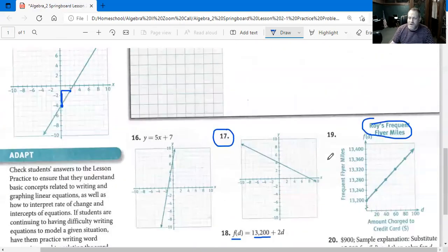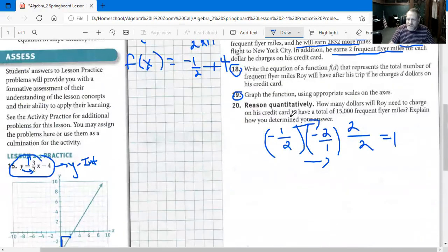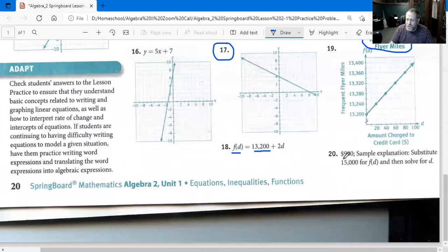Number 20: reason quantitatively. How many dollars will Roy need to charge on his credit card to have a total of 15,000 frequent flyer miles? Explain how you determine your answer. The answer for number 20 was 900: substitute 15,000 for f(d) and then solve for d.